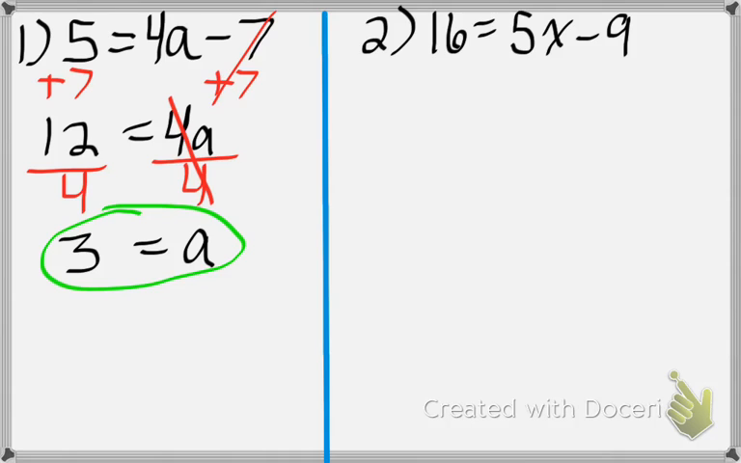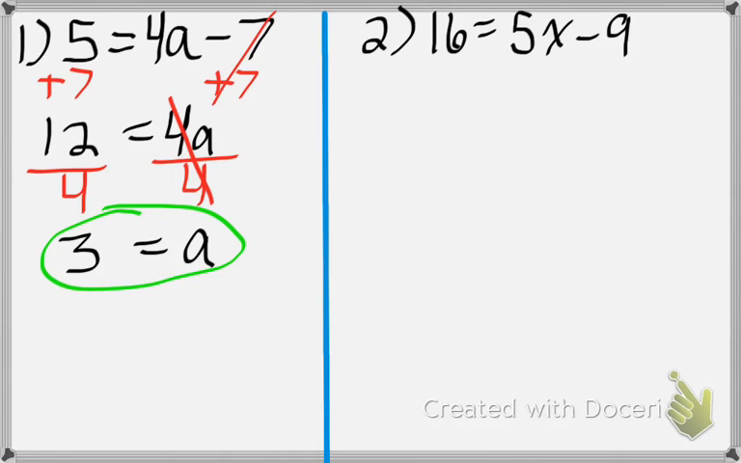Whenever you're in doubt, plug that back in. As a reminder, if you were to put 3 here, you'd have 4 times 3, that's 12. You'd have 12 minus 7. Well, 12 minus 7 is 5, so you'd have 5 equals 5 on the left side. That's a true statement, so it definitely checks out. So don't be shy to plug your answers back in.